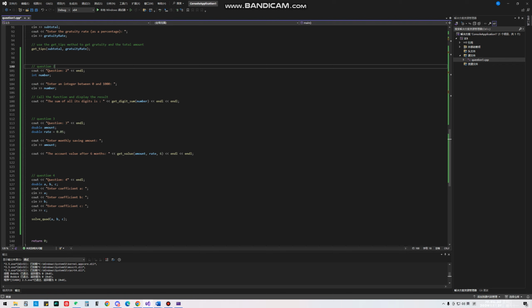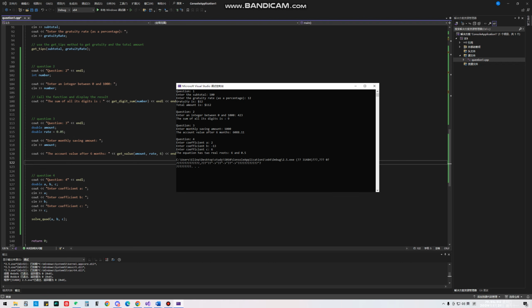The rate is 5%, and this is what we're going to enter for the amount. The months value is fixed because the question is asking for 6 months, so I just put the 6 right here. And this is what we have. The monthly saving is 1,000, and after 6 months it should be 6,088 dollars plus 1.11 cents.